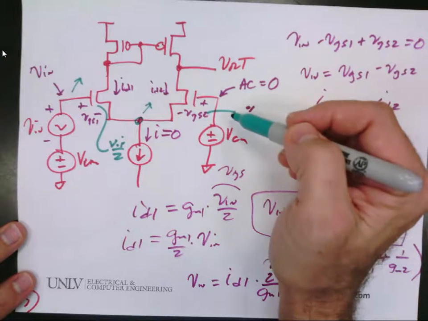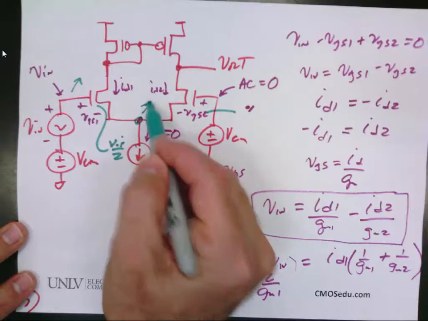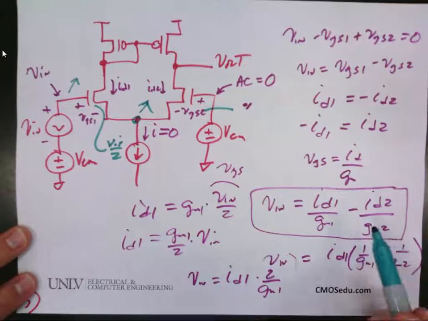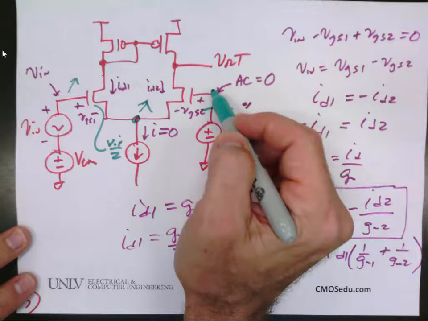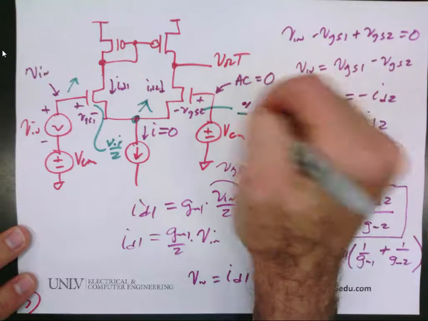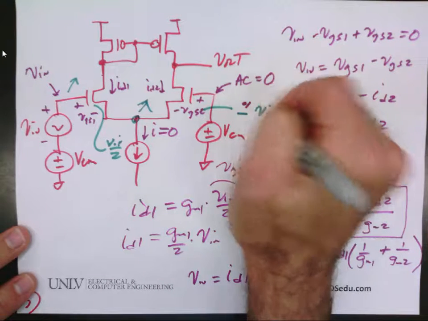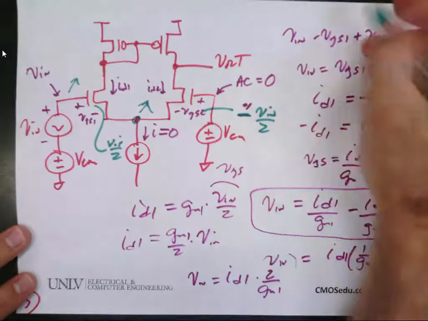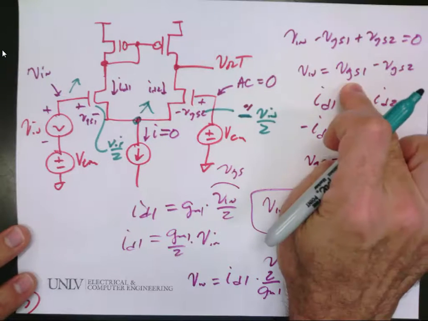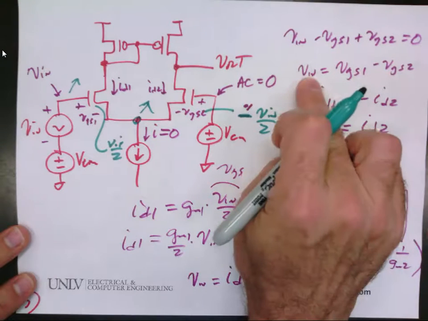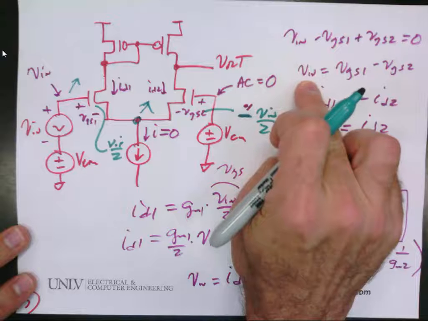Does everybody see that? So wait, if this node goes up, what happens to the VGS2? It goes down because the gate's staying fixed and the source is going up. So VGS2 is equal to minus Vn over 2. So then if I write here, VGS1 is Vn over 2, VGS2 is minus Vn over 2, what do they sum to? Vn.